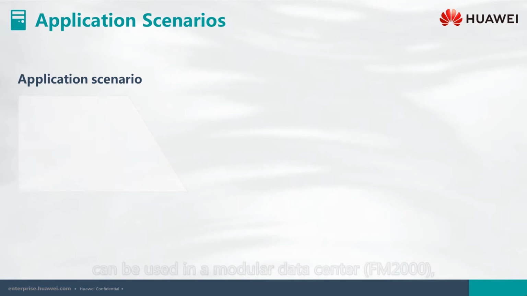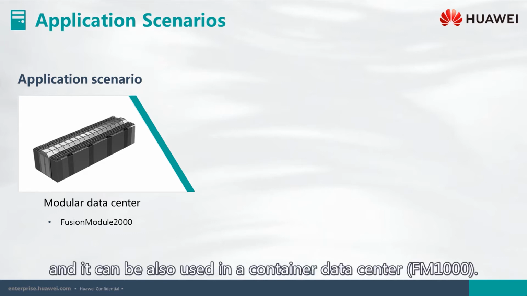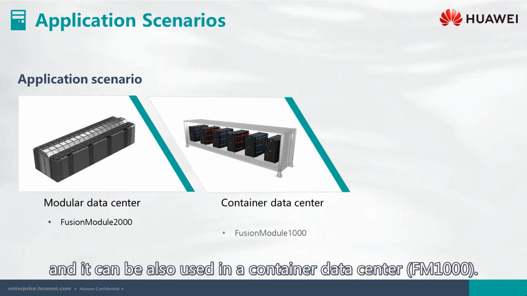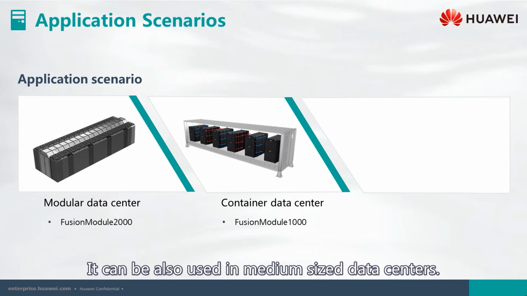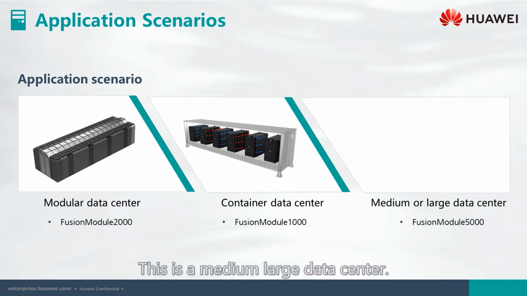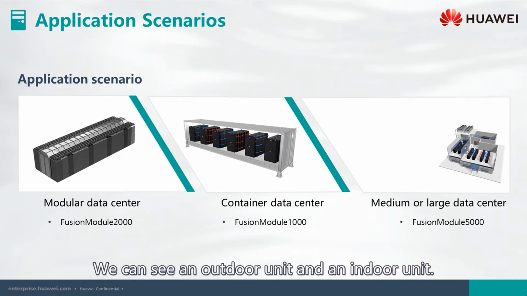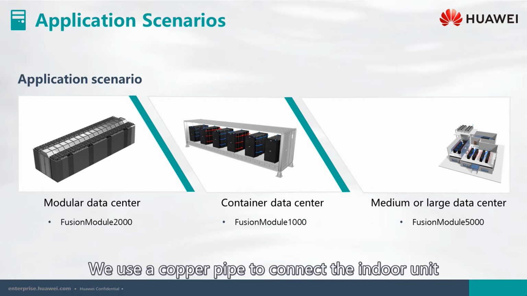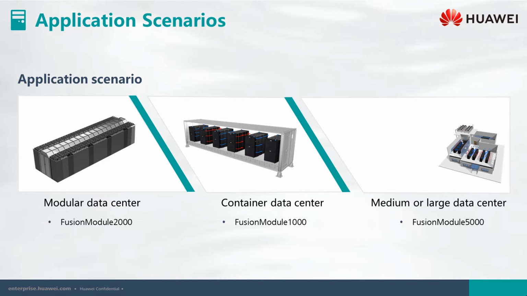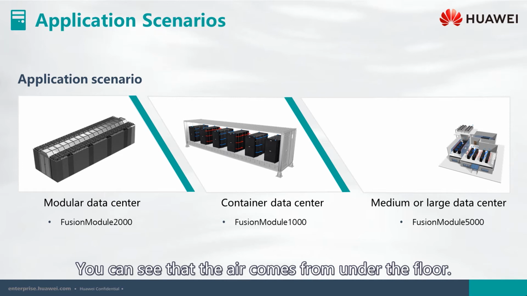The precision air conditioner can be used in a modular data center, FM 2000, and it can also be used in a container data center, FM 1000. It can also be used in medium-sized data centers. This is a medium-large data center. We can see an outdoor unit and an indoor unit. We use a copper pipe to connect the indoor unit and the outdoor unit. The copper pipe has a cold supply aisle and a hot supply aisle. You can see that the air comes from under the floor.